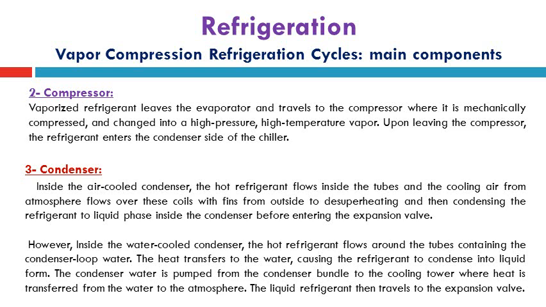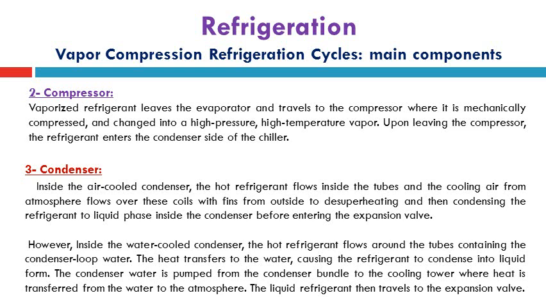Upon leaving the compressor, the refrigerant then enters the condenser side of the chiller or the refrigeration machine. 3. Condenser. Inside the air-cooled condenser, the hot refrigerant flows inside the tubes and the cooling air from the atmosphere flows over these coils with fans from outside to desuperheat and then condense the refrigerant to the liquid phase inside the condenser before entering the expansion device or valve.